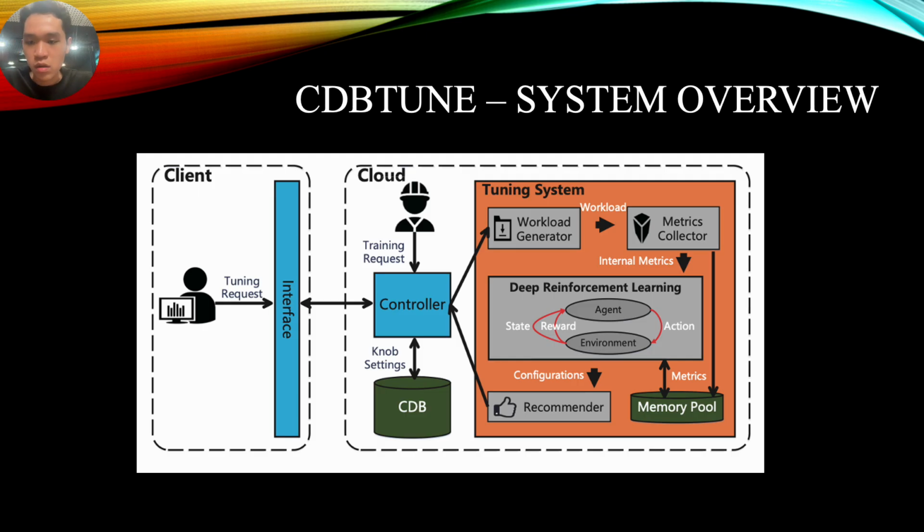This system is mostly used on the cloud database. Here, the users will send a tuning request to the interface, and then it will be sent to the controller. Or the database administrators themselves can send tuning requests directly to the controller. From here, the requests can conduct stress testing on the cloud database, or be replayed by the workload generator, and then these workloads are sent to the metrics collector, and the processed data will then be retained in the memory pool, or it will be sent to the RL agent to produce the new knob configurations, and this will be delivered to the recommender and then subsequently deployed on the cloud database.